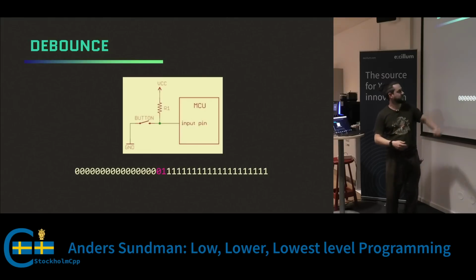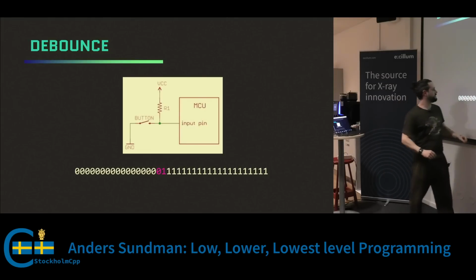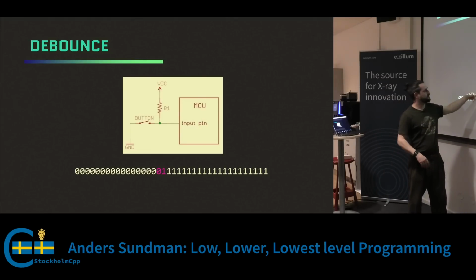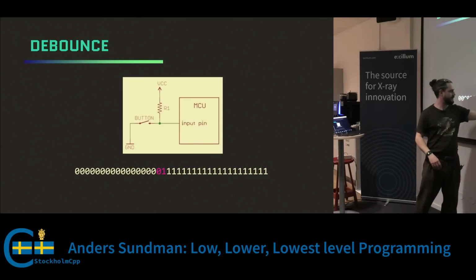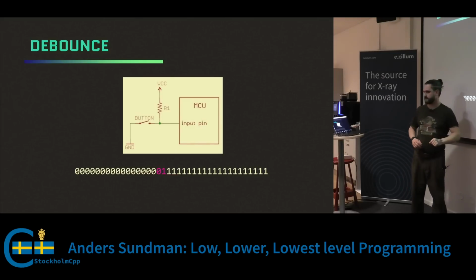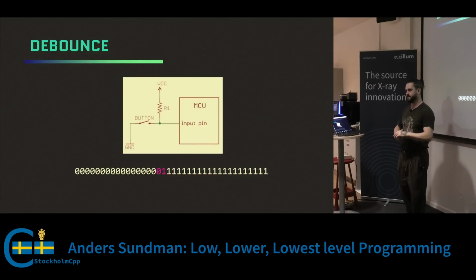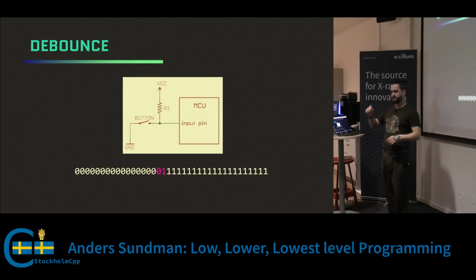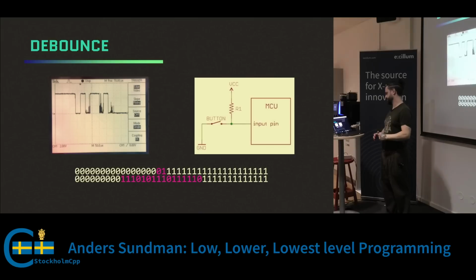You have your nice pull-up resistor here, you have your button, and you have your 0s, and then you have 1s because it's pushed, and yeah, nice. We have a nice flank transition. We count those, and we know how many times it was pushed. The problem is, this is typically how it looks when someone pushes the button.